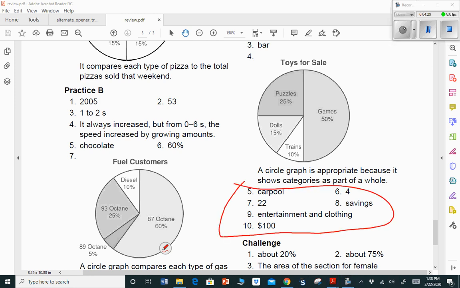Here are your answers. Number 5 is carpool. Number 6 is 4. Number 7 is 22. Number 8, savings. Number 9, entertainment and clothing. And number 10 is $100.